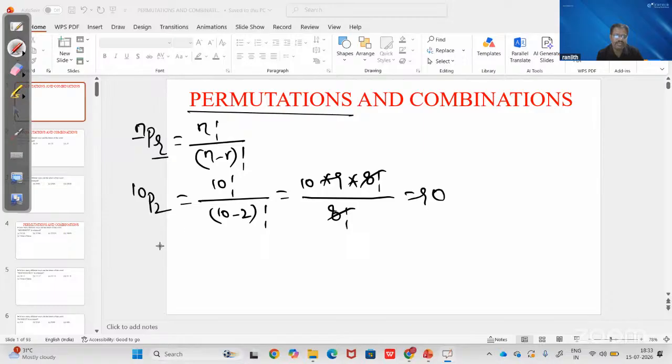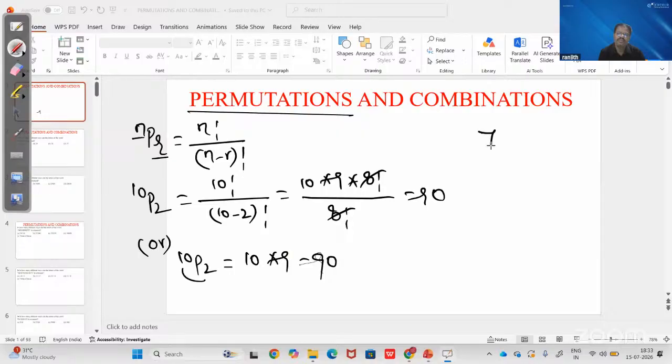What is the other method? 10P2 can be written as 10, and we need to decrease 2 terms. That will be 10 into 9, which is equal to 90. Whereas 7P3 equals 7 into 6 into 5.